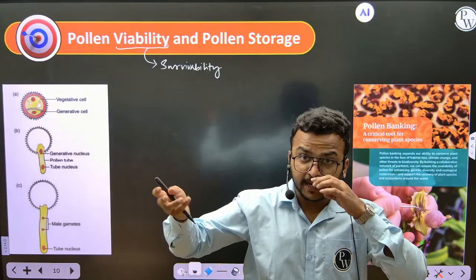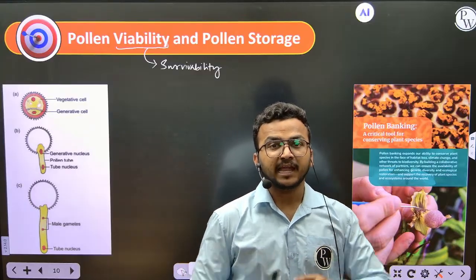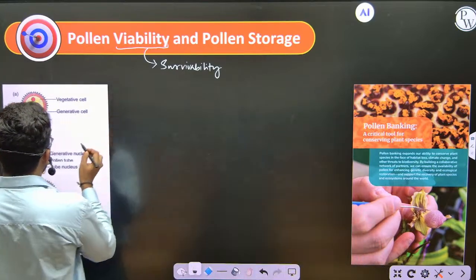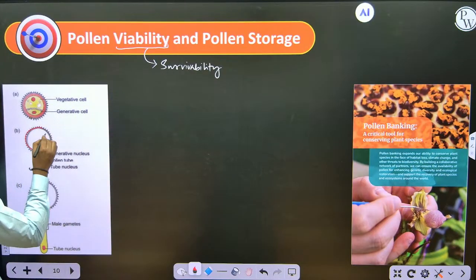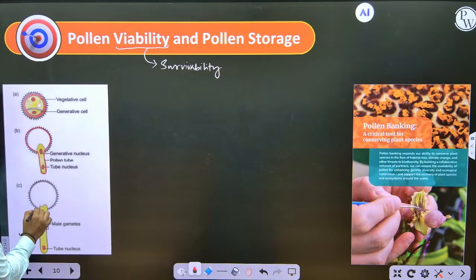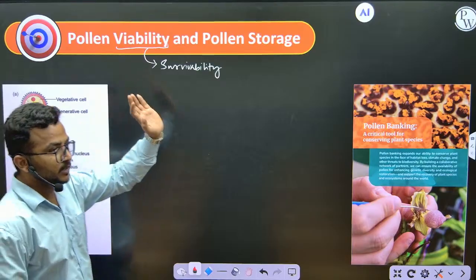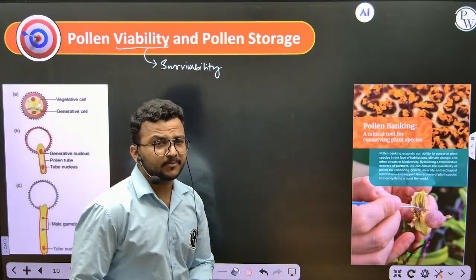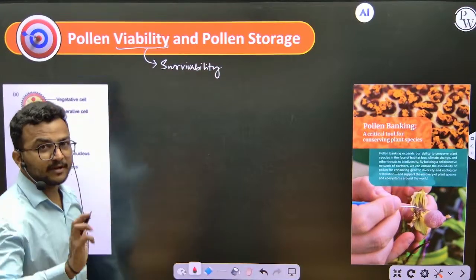After bursting and release of pollen grains, how long will they survive and show germination? Germination is nothing but the germinating of the pollen tube. You can see here, this is the pollen grain and this is the germination of the pollen tube. So this is germination of the pollen tube after the release of the pollen grain. The pollen viability differs in different plants.